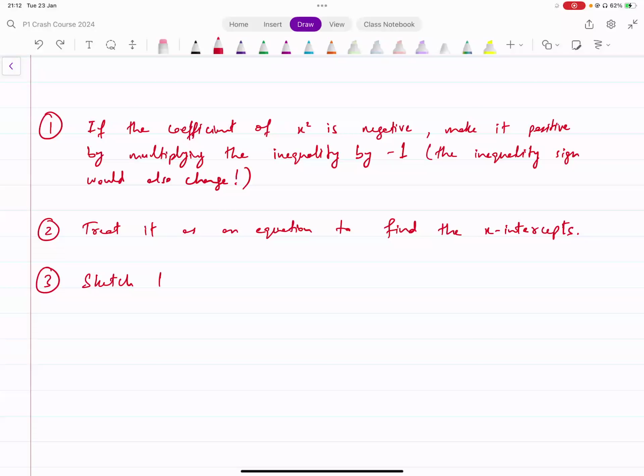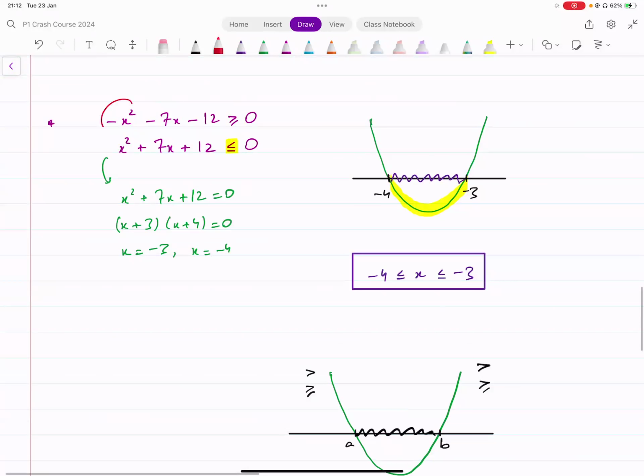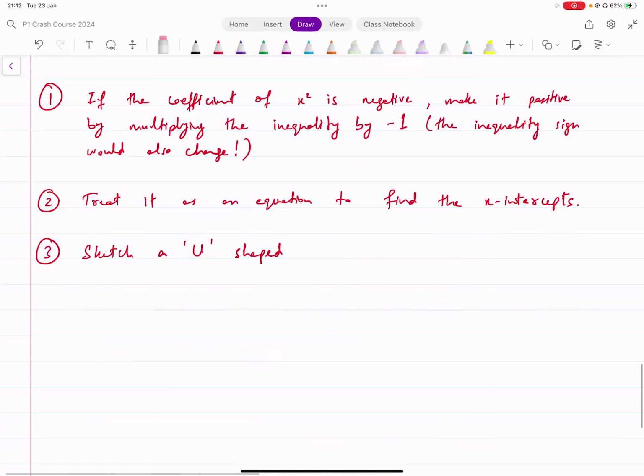I'll tell you how. Sketch a U-shaped graph. Why a U-shaped graph? Because you'll always get a U-shape in this case. If you've already made the coefficient of x squared positive, you will always have a U-shaped graph, right? You sketch a U-shaped graph to see which regions are correct.